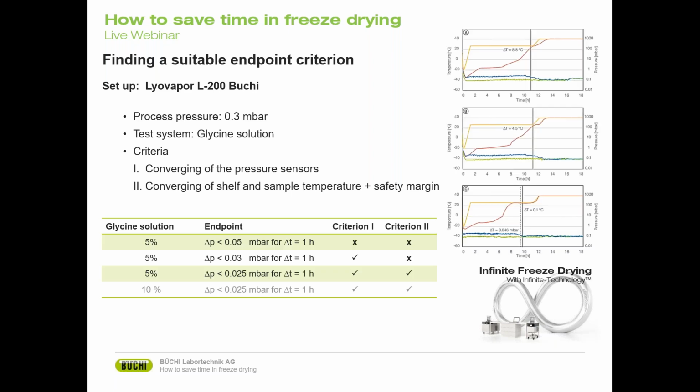I then tried different pressure differences, and you can see I used the 5% glycine solution. The best result I had was for a pressure difference of 0.025 millibars, very close to the noise limit I mentioned earlier. To ensure that this actually works, I repeated this with a slight variation: a glycine solution of 10%, not a big one though. It still worked, however. So at that point, I was relatively confident that for the simple system, this comparative pressure measurement endpoint works quite well.